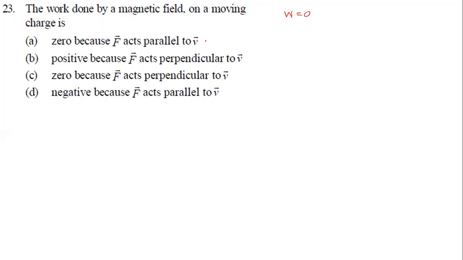Now I need to use this formula. As we know, power is given by force vector dot velocity vector, which is F V cos theta. So power can be written as work done by time taken, which is F V cos theta. Now if F and V are parallel, theta becomes how much? 0 degrees. And sine 0 degrees is how much? 0.